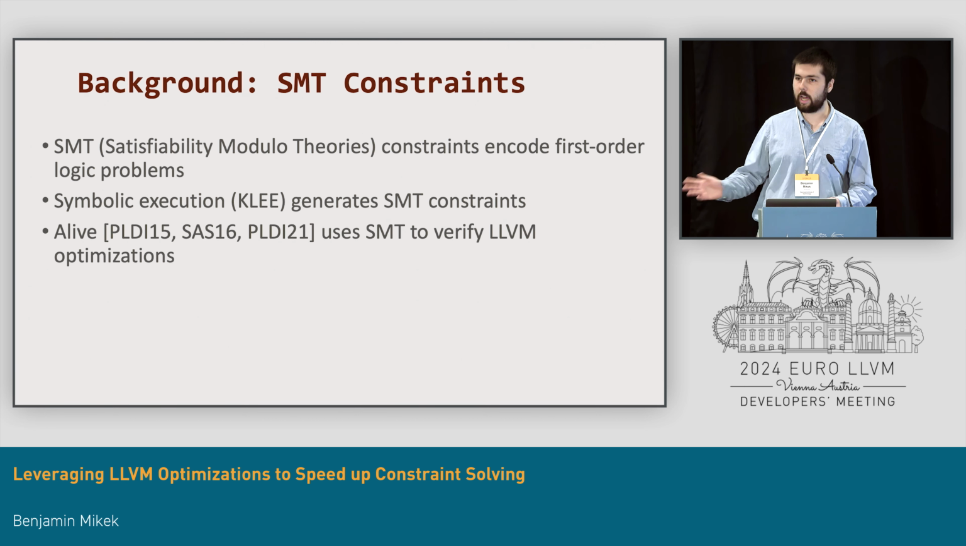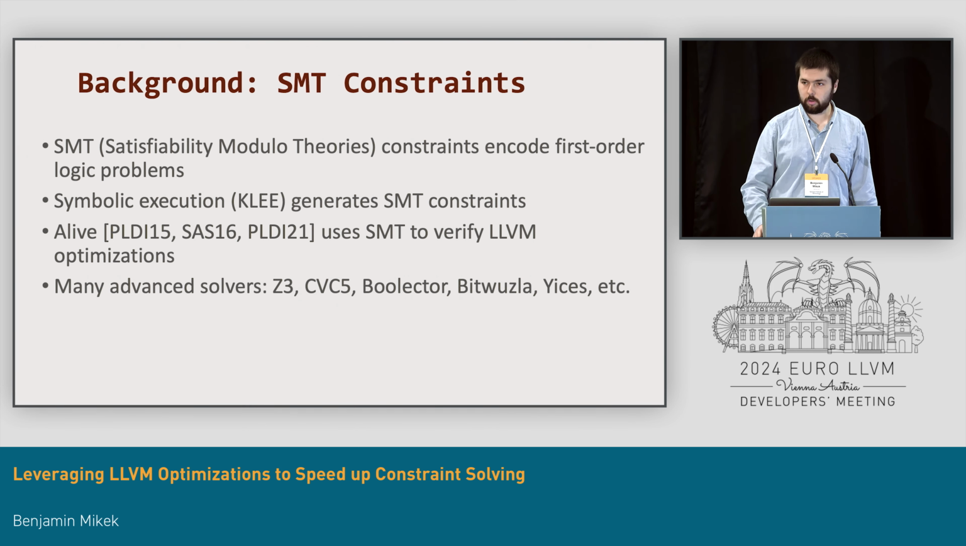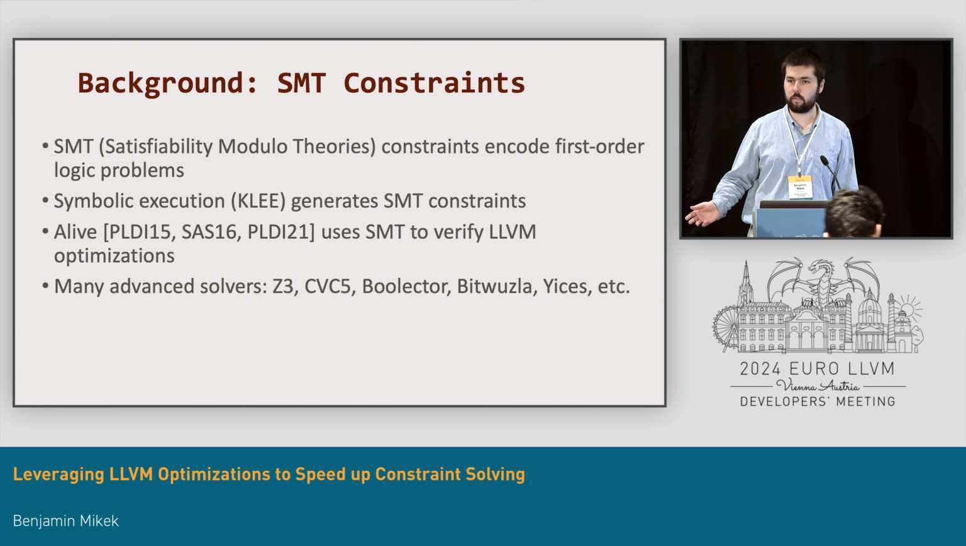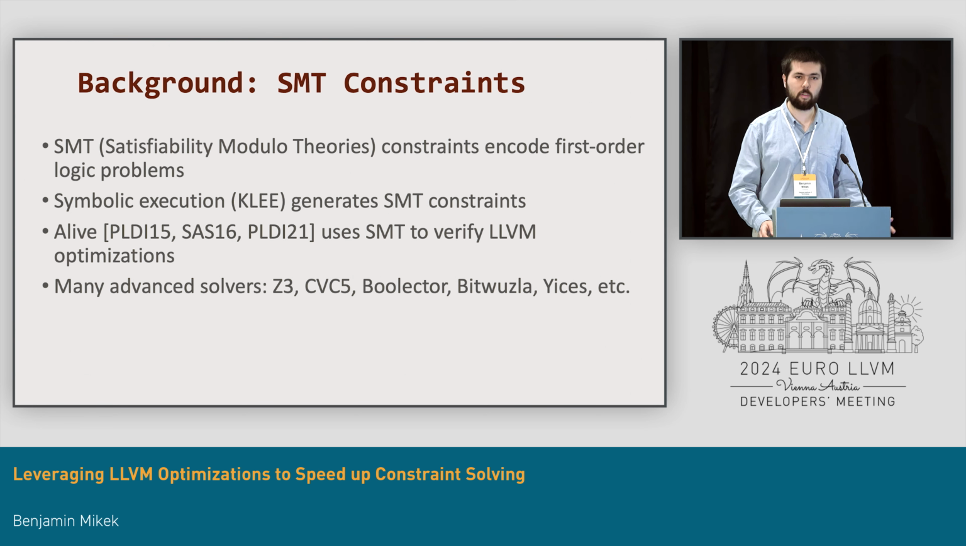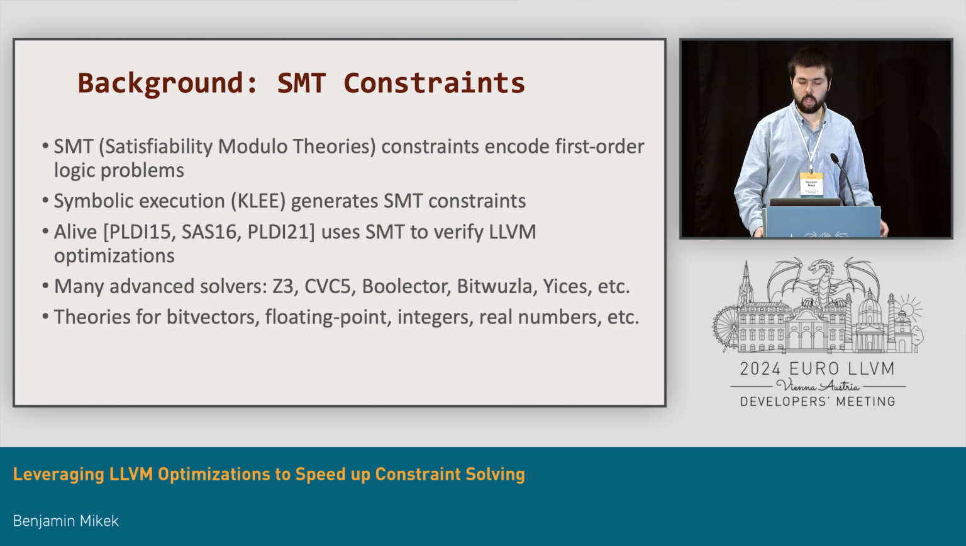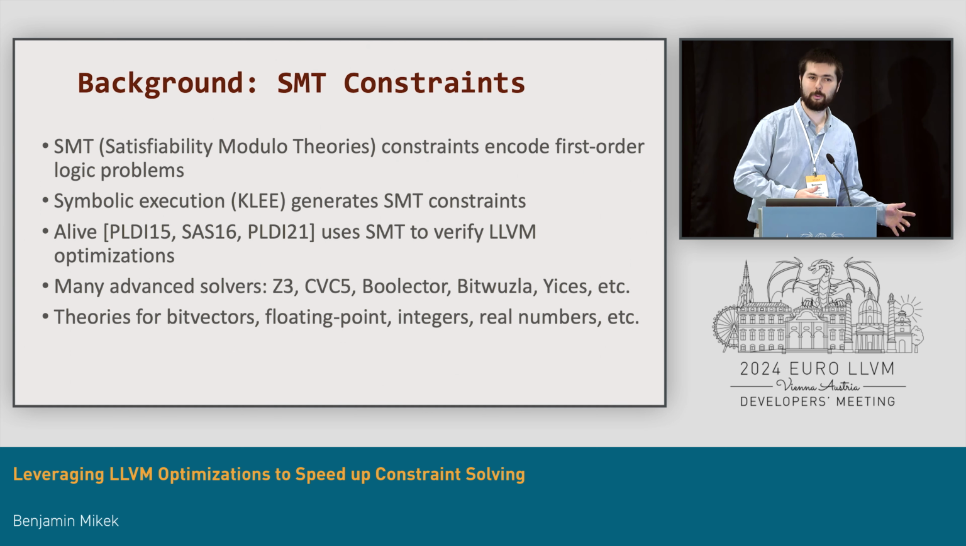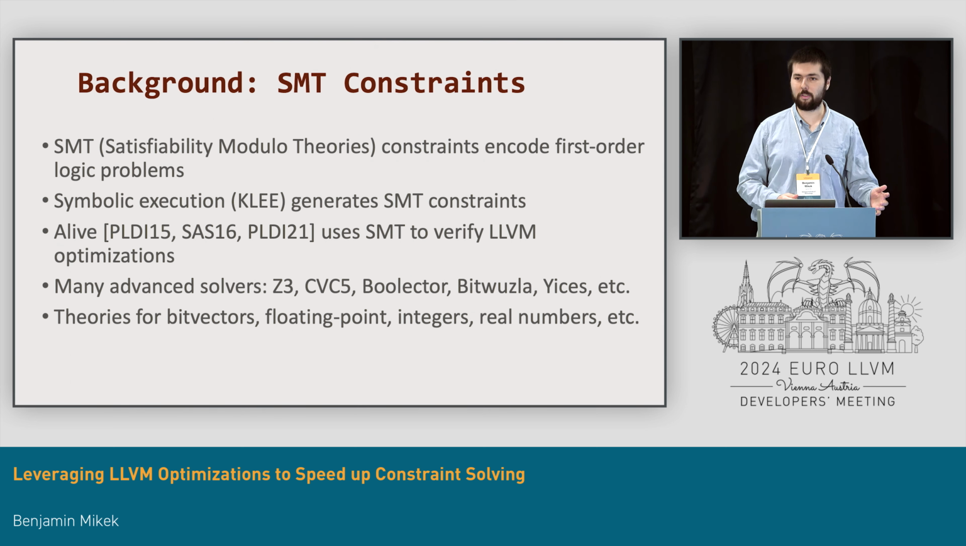There's also a project called Alive that's been published in several conferences that uses SMT constraints to verify LLVM optimizations. These are just two examples of ways in which SMT constraints are relevant to LLVM and compilers in general, but there are many others. There are lots of advanced solvers for SMT constraints. Z3 is probably the most famous, but there's also CVC5 and some others. And there's a standard language for representing SMT constraints, and that includes theories for bit vectors, which in the compiler world we would call integers, floating point numbers, mathematical integers, real numbers, and so on.